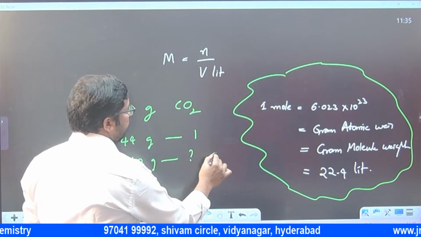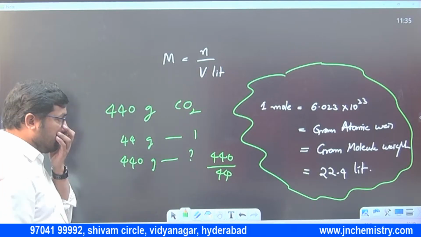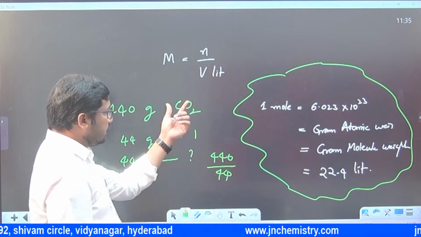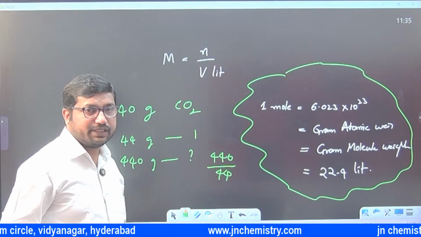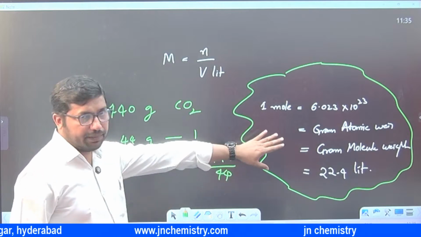It means 440 by 44. So from here we just derived the equation. This is given weight by molecular weight. So that is the reason always, number of moles means what we will think: weight by molecular weight. But it's coming from here.